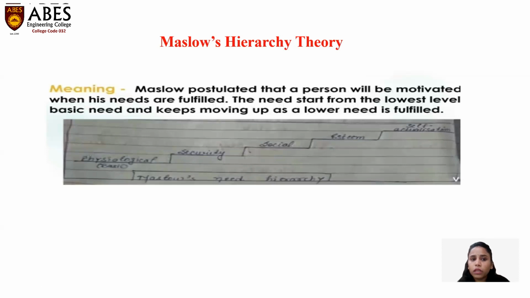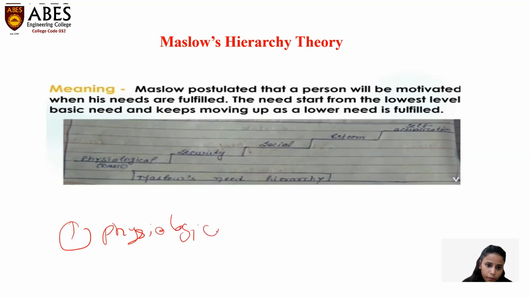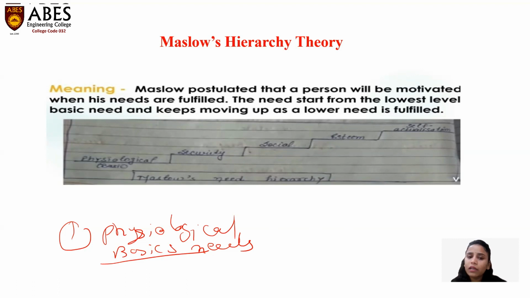And what is Maslow's theory? You can say Maslow postulated that a person will be motivated when his needs are fulfilled. The needs start from the lowest level, basic needs, and keep moving up as the lower needs are fulfilled. You can see this in the figure. The first one is your physiological basic needs. What do we mean by physiological basic needs? These are your food and shelter, your basic needs.